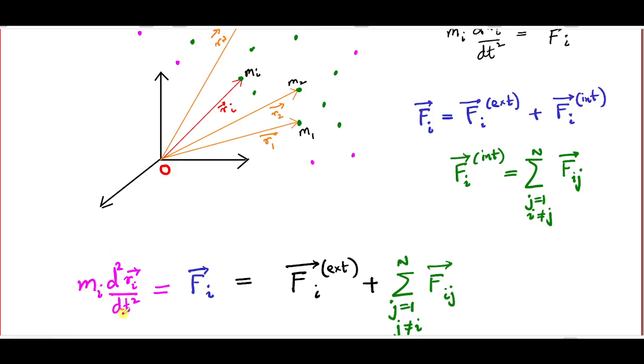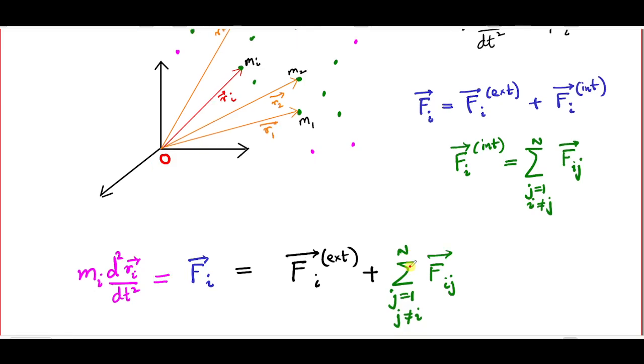Mi d2 ri dt2 is equal to the force on the ith particle, which is Fi external plus Fi internal, which is the sum over j going from 1 to n, Fij. Again, remember, j is not equal to i in this sum. Now this is the equation for the ith particle. What we want is an equation for the whole system. How do I get an equation for the whole system out of this?